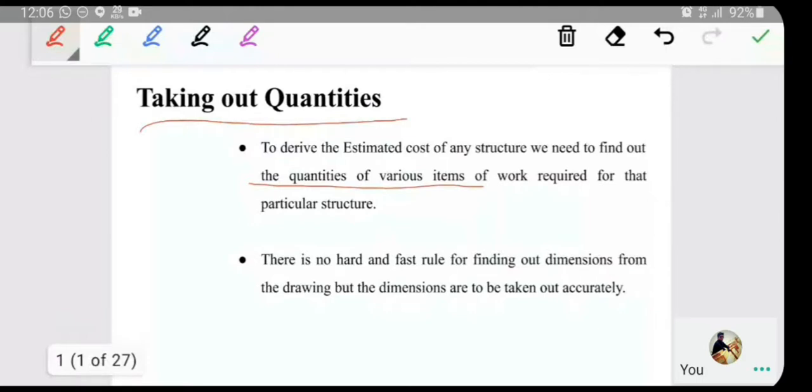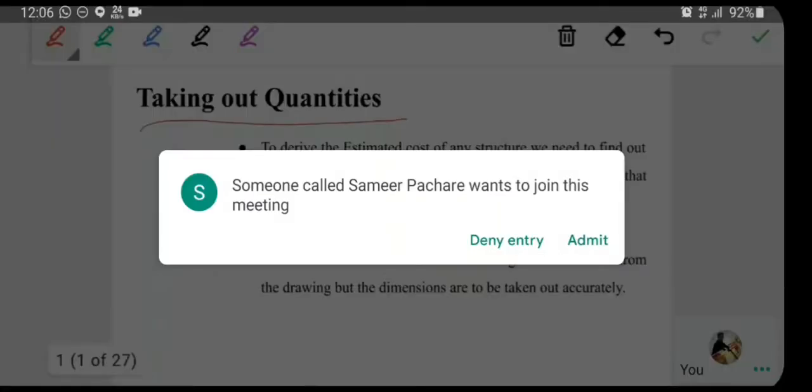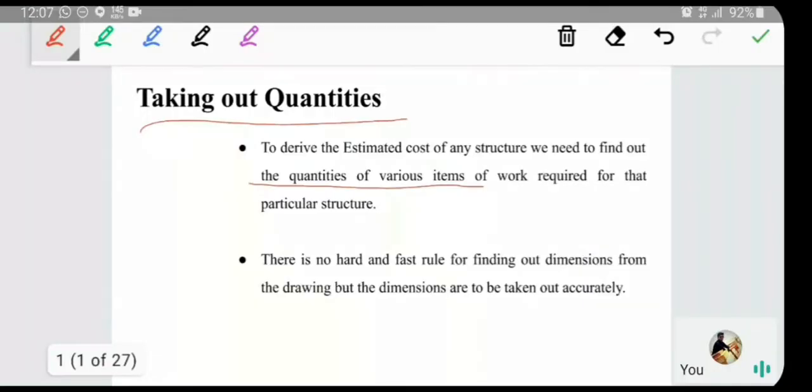So for taking out the quantities, there are two standard methods. First one is the long wall short wall method, and second one is the center line method. These are the methods laid down by the PWD Department of a particular state. These are well-known methods. But once you have completed a particular degree, these methods are limited to your educational degree.